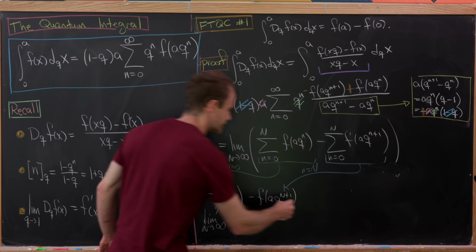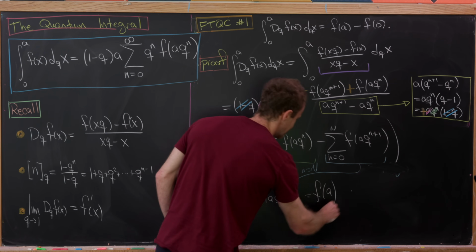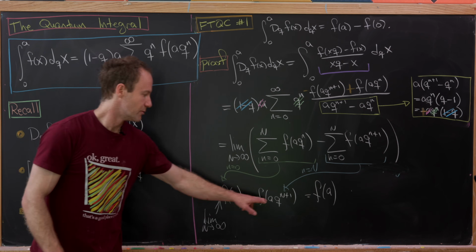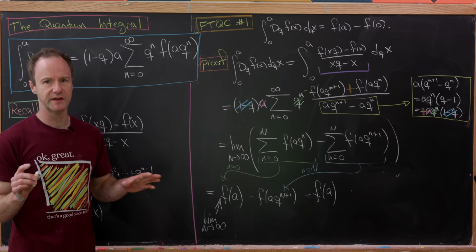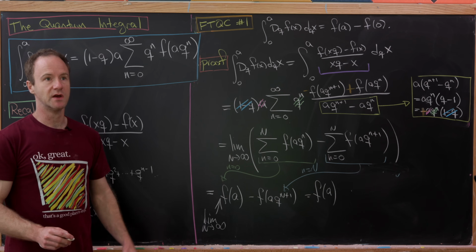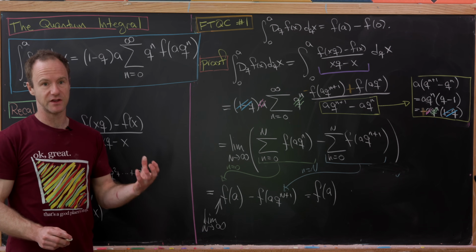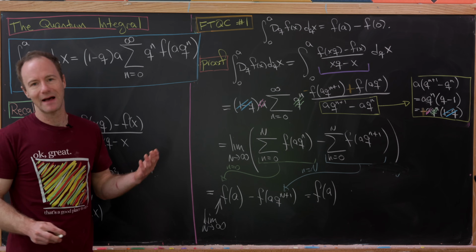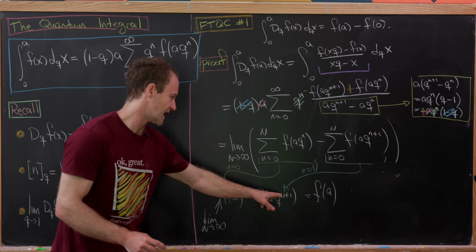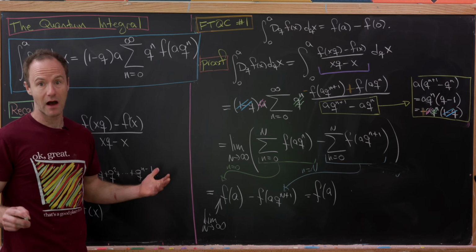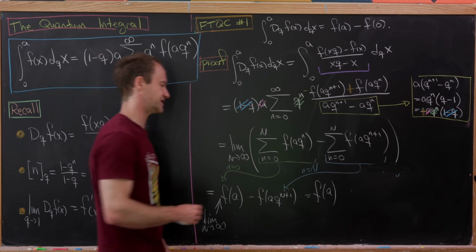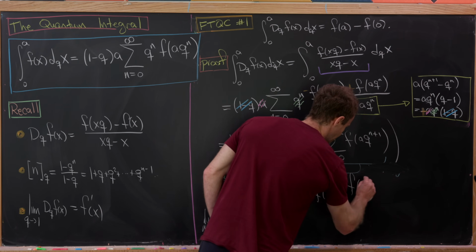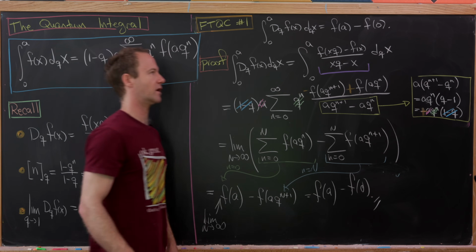So as capital N goes to infinity, f of a just stays as the constant f of a, but let's recall that we're generally thinking about q being inside the unit circle. In other words, its modulus is less than 1, or its absolute value is less than 1. So if you take the limit as its power goes to infinity, that will just go to 0. So that leaves us with f of 0, but that's exactly what we wanted.